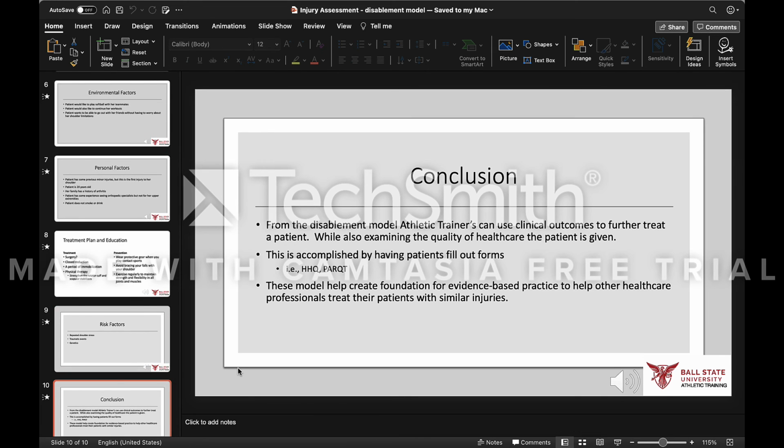To conclude from this model, athletic trainers can use clinical outcomes to further treat a patient while also examining the quality of healthcare the patient is given. These models help create foundations for evidence-based practice for other healthcare professionals while they treat their patients with similar injuries.